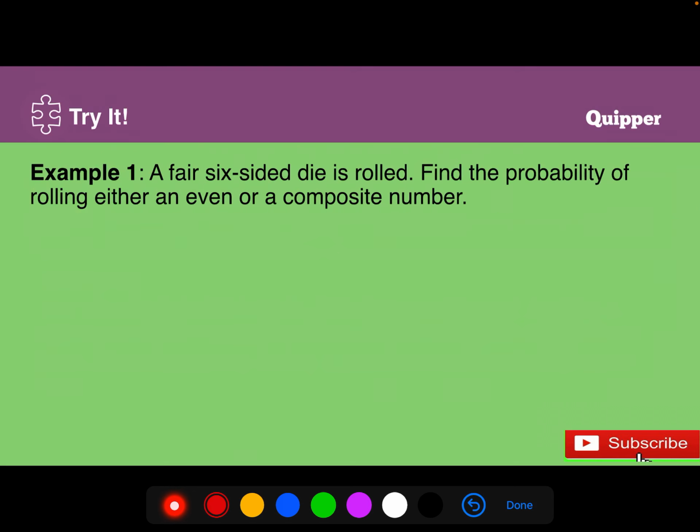I have here one example only. A fair six-sided die is rolled. Find the probability of rolling either an even or a composite number. So the keyword there is the conjunction or, meaning we will be finding the probability of the union of two events, since the conjunction used is or.